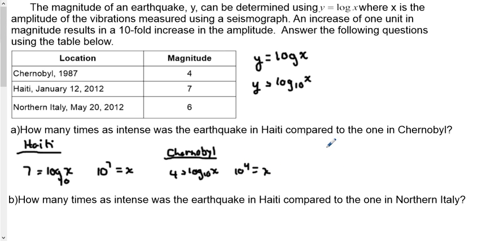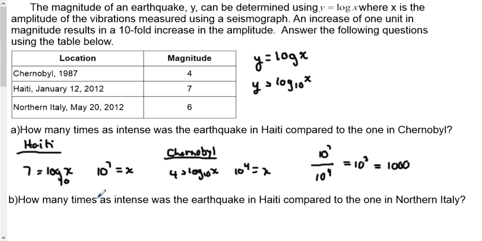Now if I want to compare these two and find out how many times as intense Haiti was compared to Chernobyl, I would take the value for Haiti, which is 10 to the 7, and divide it by the value for Chernobyl, which is 10 to the 4. Since these both have a base of 10, I'd be subtracting my exponents. So this would be 10 to the 3. I could say it's 10 to the 3 times more intense, or 1,000 times more intense.